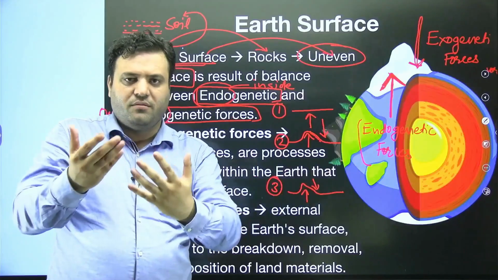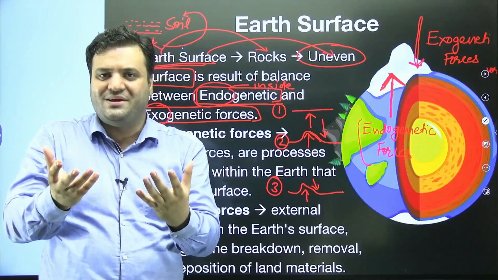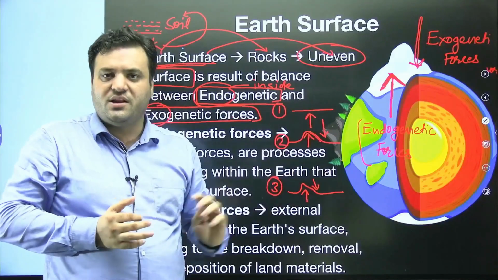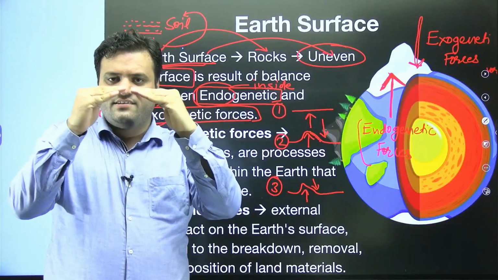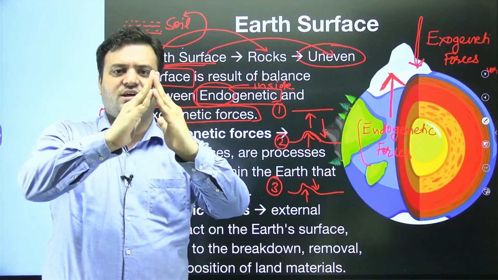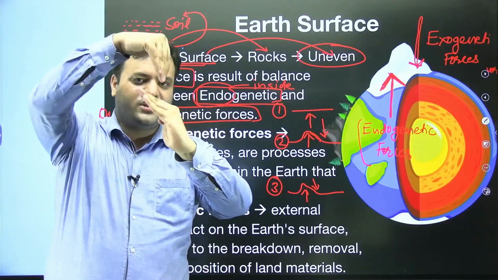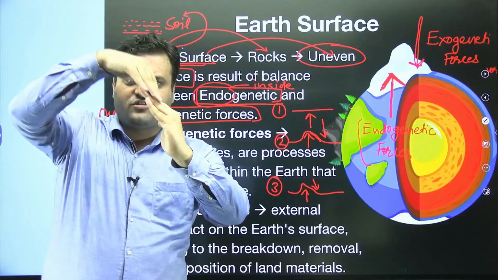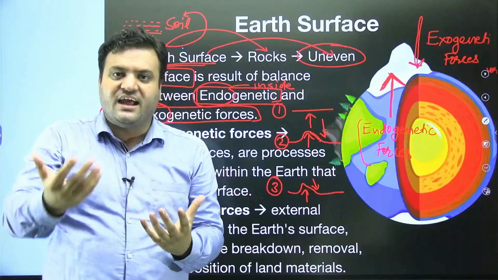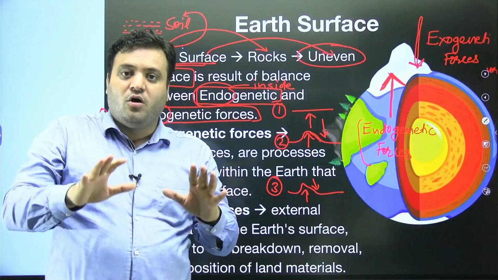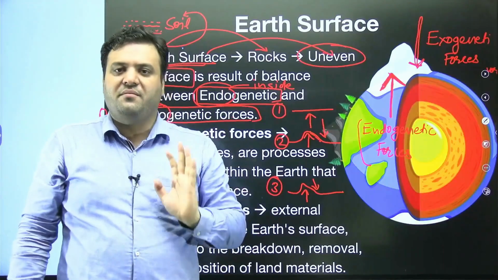We'll see this in a much more detailed manner, but here I just want to give you an example so that you can understand this scenario in a better way. When the two plates were moving, there was a collision, and as a result of the collision there was a creation of Himalaya like this. At the same time we also have exogenetic forces working here, and that's how there is erosion, removal, wearing down of Himalaya, and gradually with time the slope or the orientation of Himalaya is getting changed. Suppose there are steeper slopes, they will become gradual.